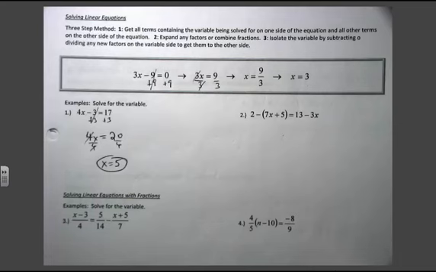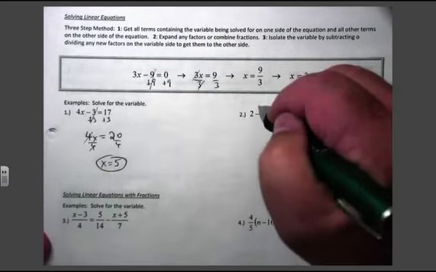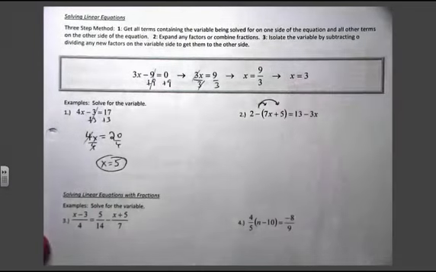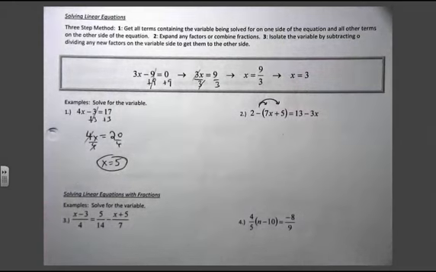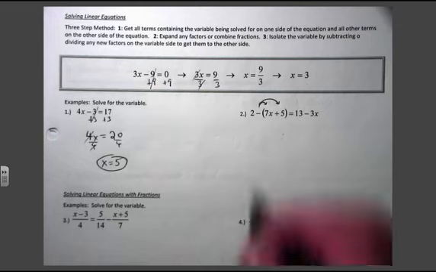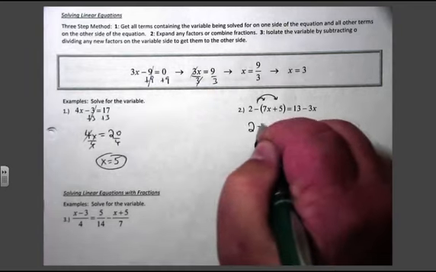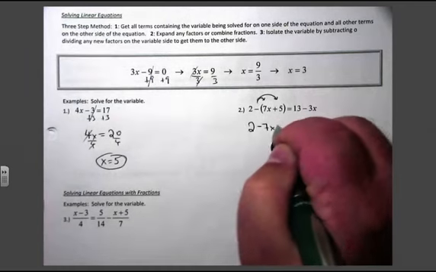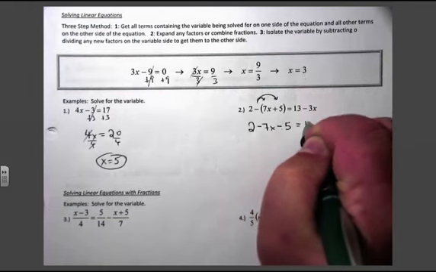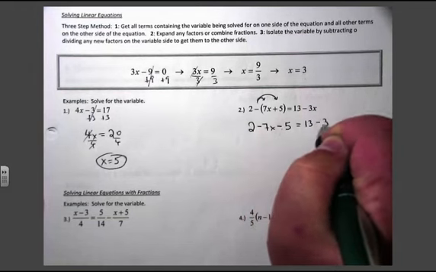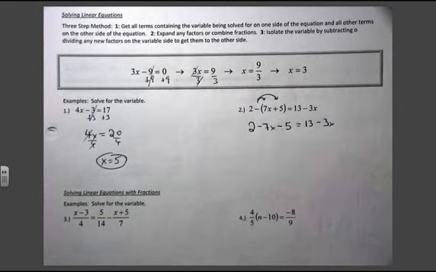So the first move I would make here is distribute the negative inside my parentheses. I've got the problem 2 minus (7x plus 5) equals 13 minus 3x. My first move is to get rid of parentheses. But the negative changes my signs, so what am I left with? 2 minus 7x minus 5 equals 13 minus 3x. What's my next move? Always combine like terms.